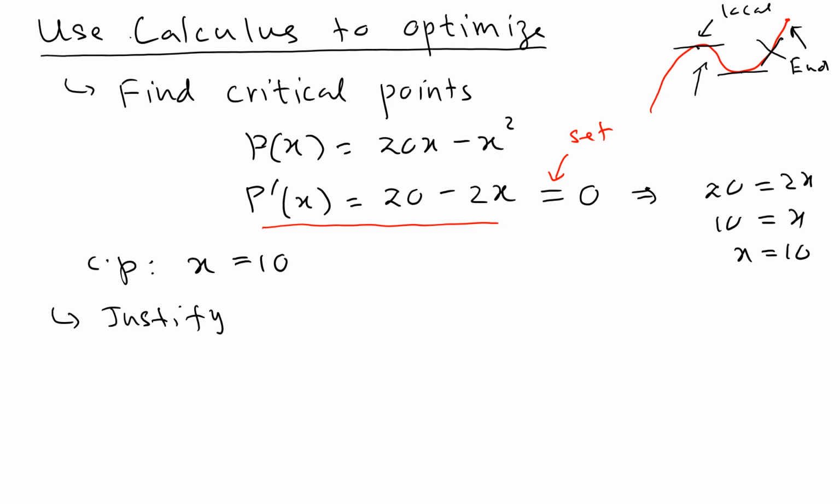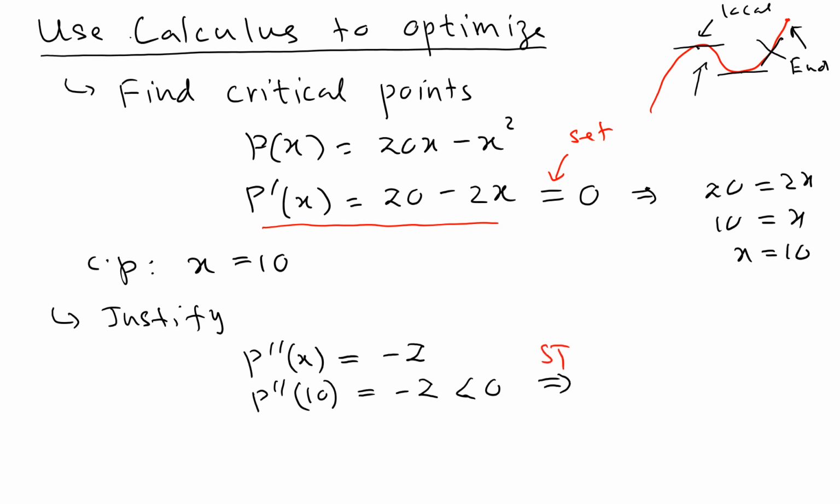To justify, we look at the second derivative. When you look at the second derivative, what do you get? You get -2. We want to look at the second derivative at the critical point. Since this is -2 for any x, even for 10, you get that, which is negative. This implies that by the second derivative test, there's a maximum.